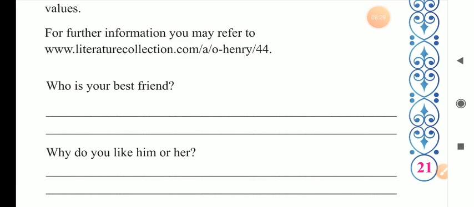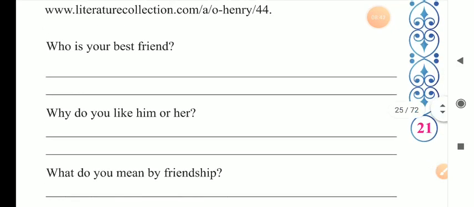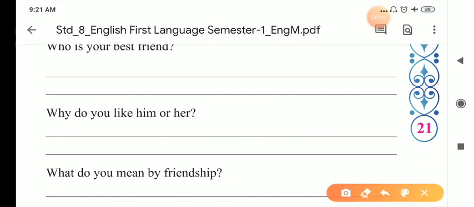Who is your best friend? You can write the name Radha, Meera, Krishna, Sita, Meeta, Geeta, Shyam, Ram, whatsoever you like. But this is an open-ended question, so the answer would always be different from person to person. Next one is, why do you like him or her? One characteristic would be there in him or in her.